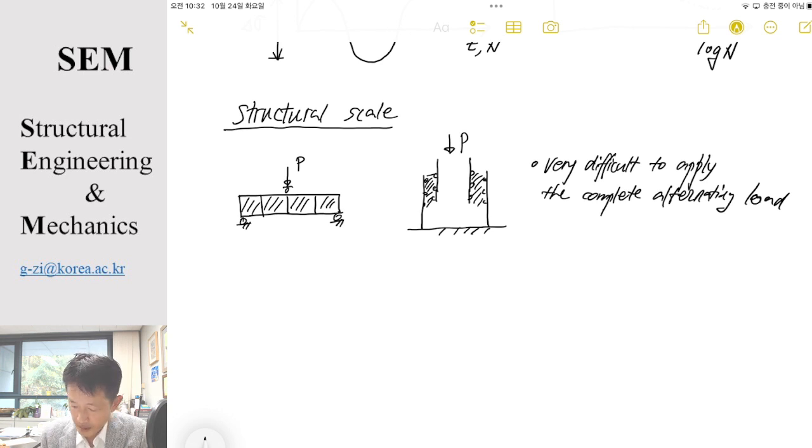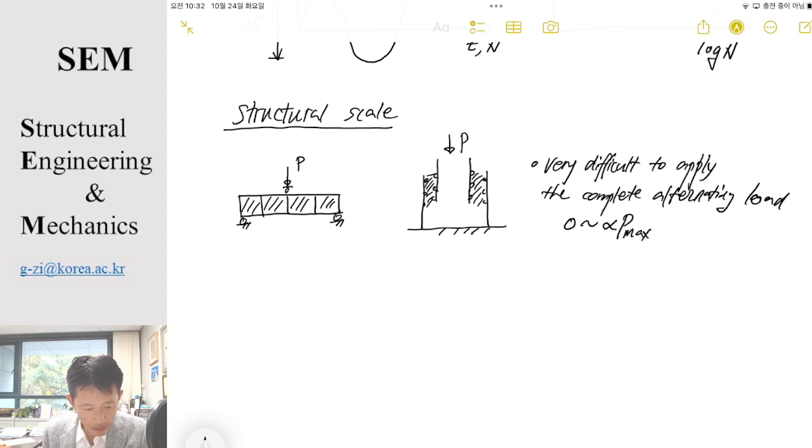Instead of that, typically we choose to go from 0 to alpha times the maximum load. Before we do the fatigue test, we usually do the static test. From the static test, we measure the maximum load, and we apply load in the range of only a fraction of the maximum load, P max. The alpha can be typically from 0.4 to 0.9, for example.